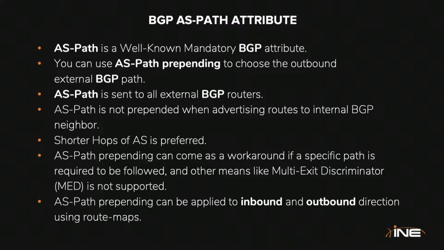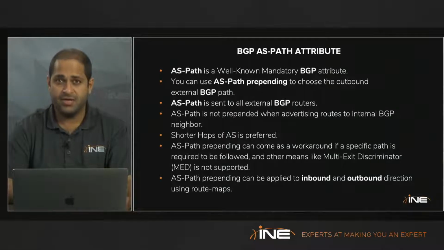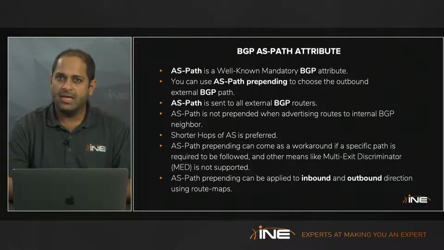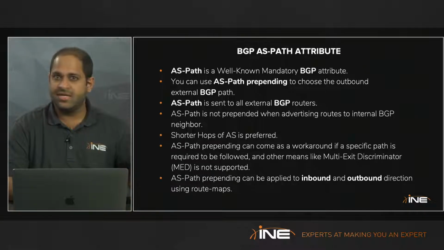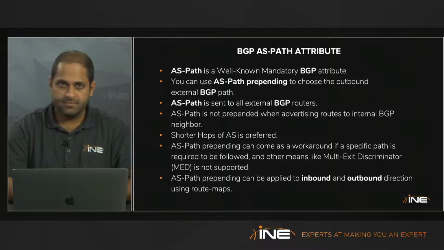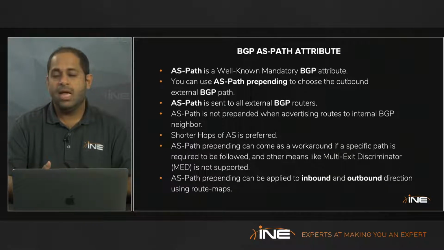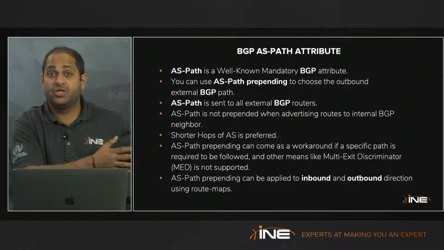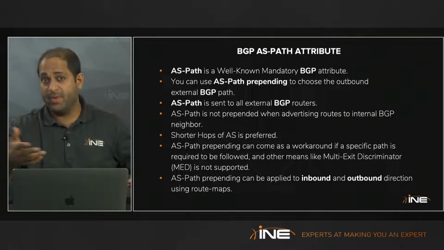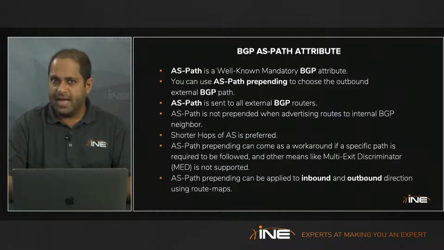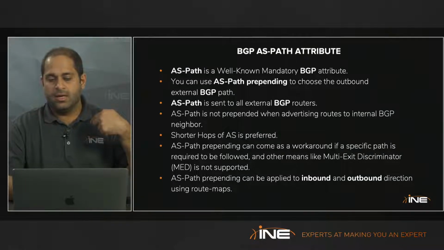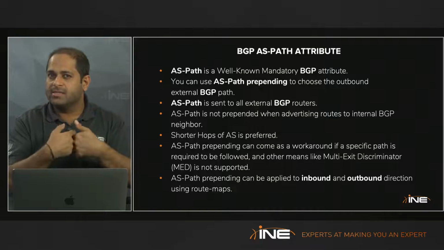Now as you know, AS Path is a well-known mandatory attribute, which basically means that it must be present in the BGP update. And because AS Path is well-known and mandatory, it is a transitive attribute. It is sent across to every AS. Anytime a BGP router gives an update to an eBGP neighbor, it will prepend its AS. So AS Path is also a loop prevention mechanism. If I receive a route which has my own AS, I would discard the route.